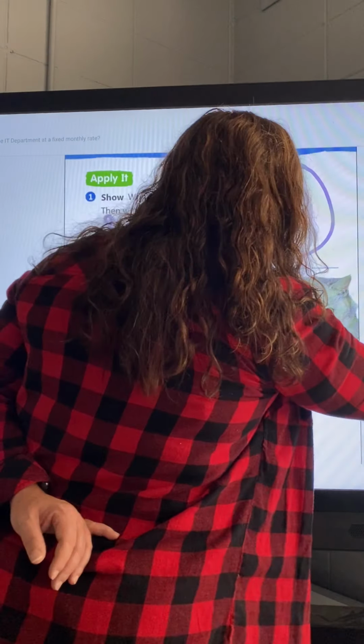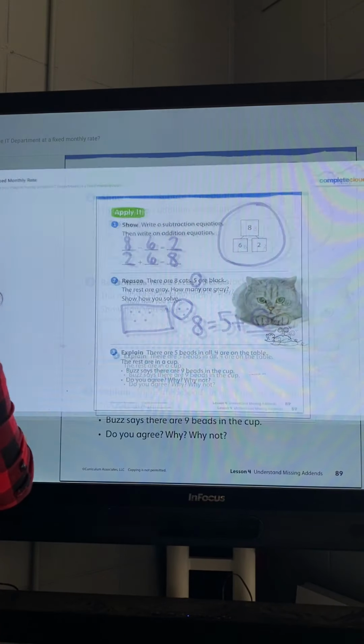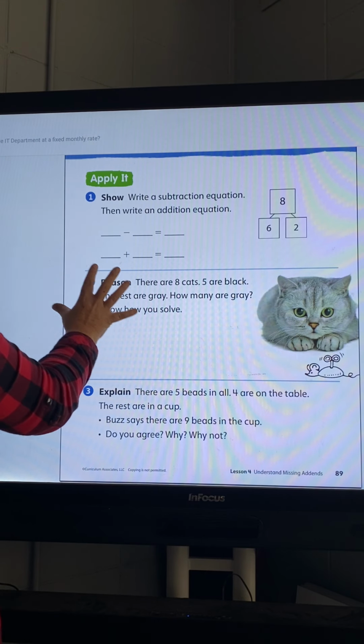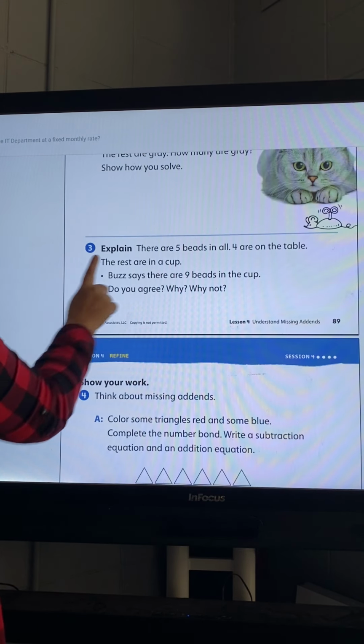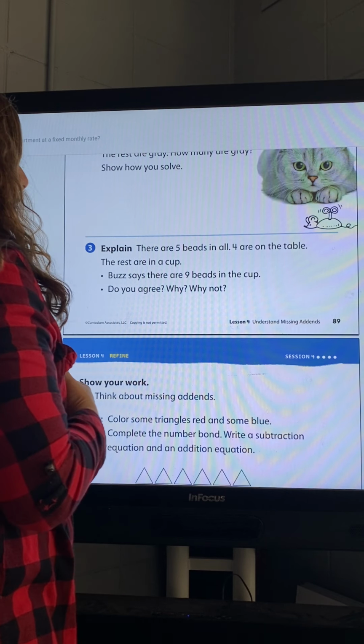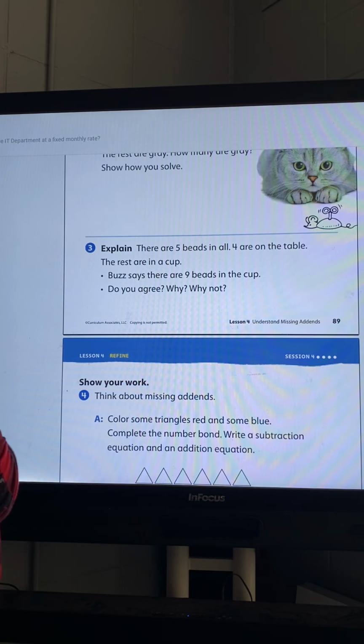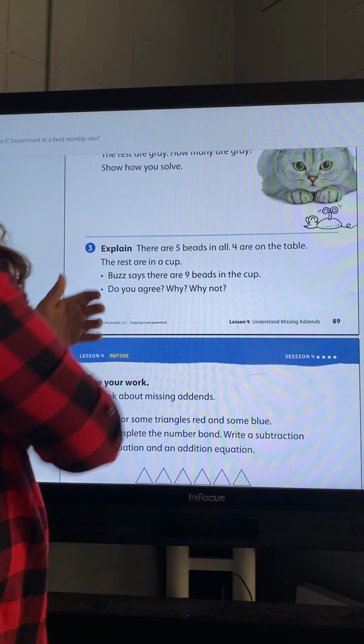Okay, next it says, now explain something. So we did show it, we did a reason, and now we're explaining. There are 5 beads in all. 4 are on the table, the rest are in a cup. Oh no, here's Buzz. What is Buzz gonna say?